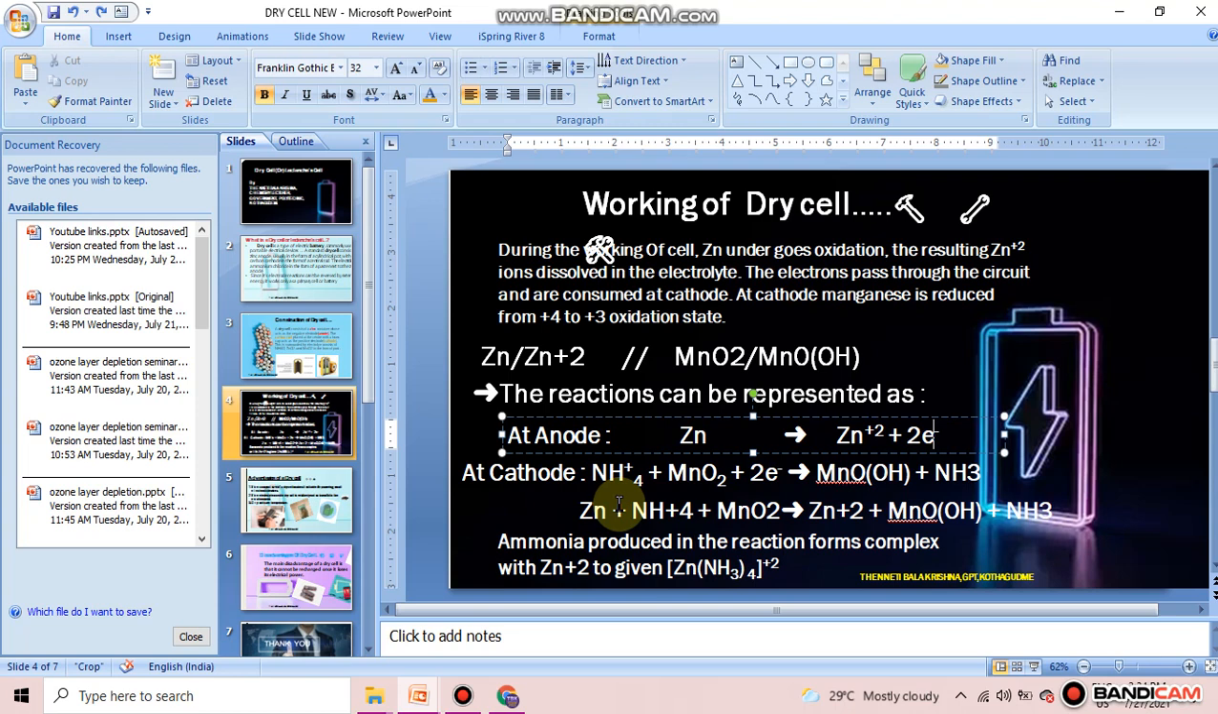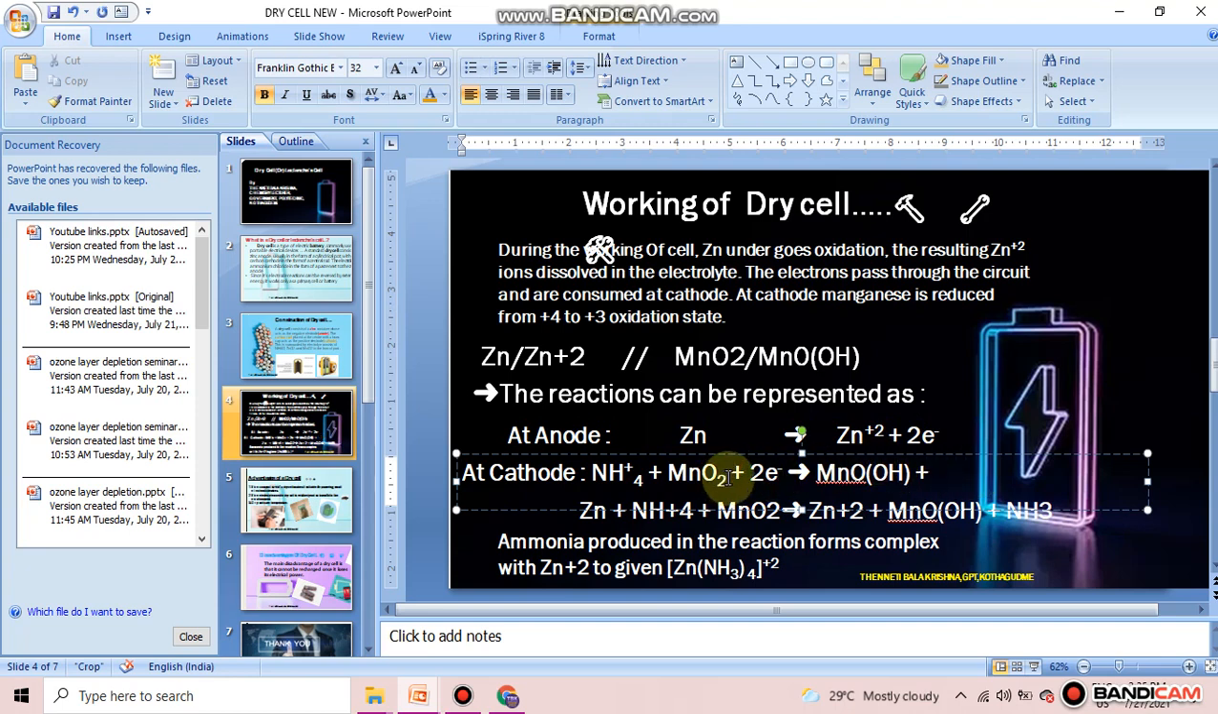Come to the cathodic part. What is the cathodic representation? Manganese oxide is converted to manganese oxyhydroxide. So how to remember this one? I remove this one, this one also. So here manganese oxide is converted to manganese oxyhydroxide.